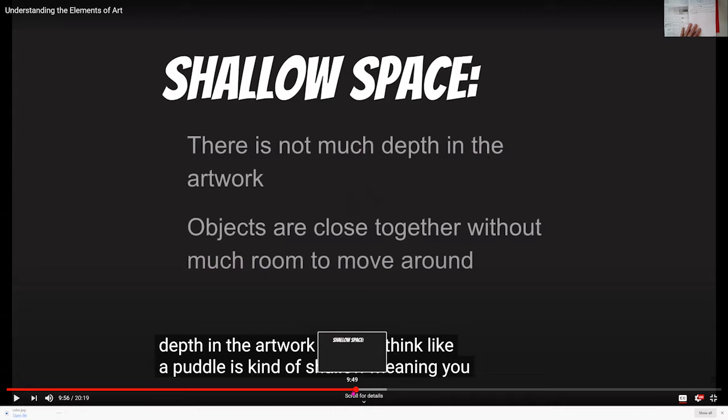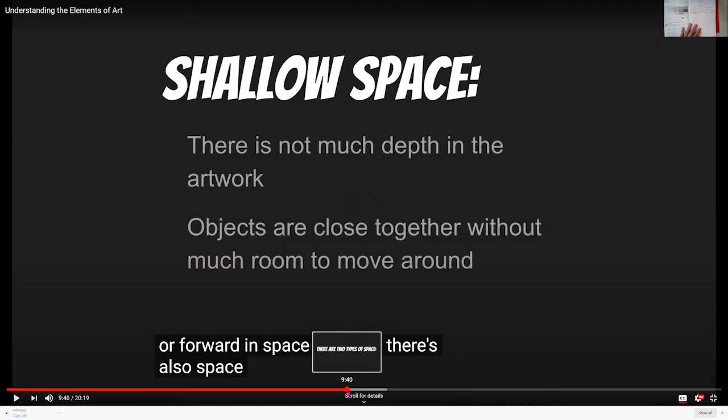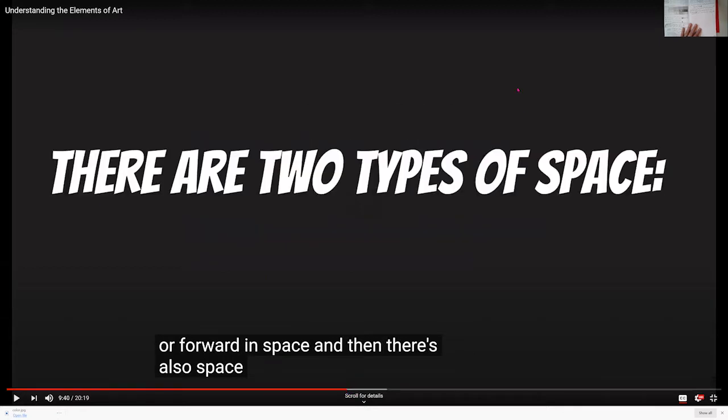Okay, so we are going to go back just a little. And you are going to write down there are two types of space. I'm going to give it a little starburst next to it. There are two types of space.